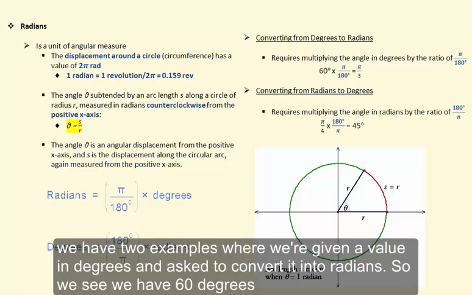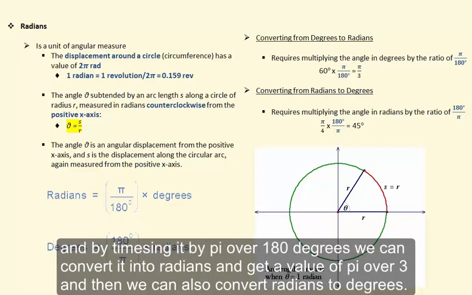And to the right of our slide, we can see we have two examples where we're given a value in degrees and asked to convert it into radians. So we see we have 60 degrees, and by multiplying it by pi over 180 degrees, we can convert it into radians and get a value of pi over 3.